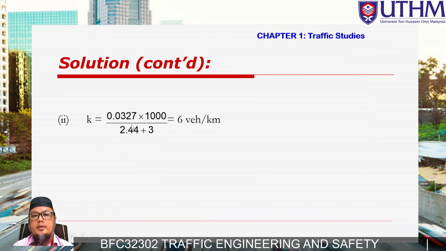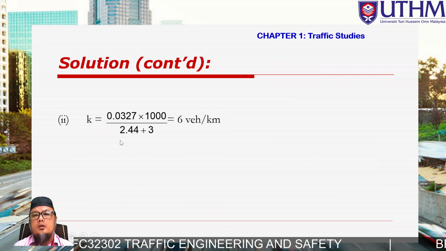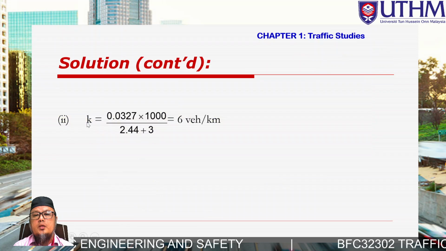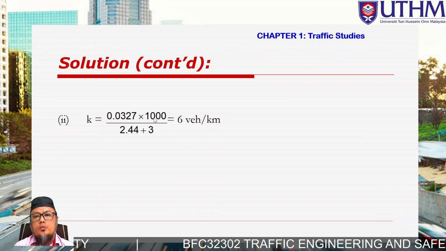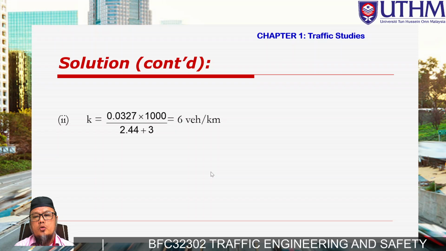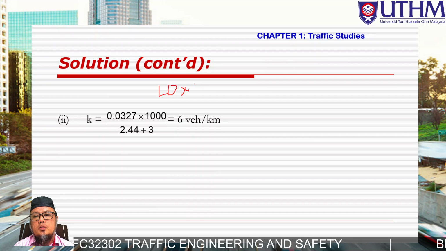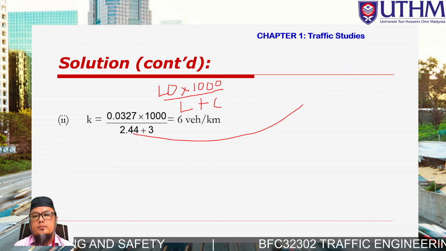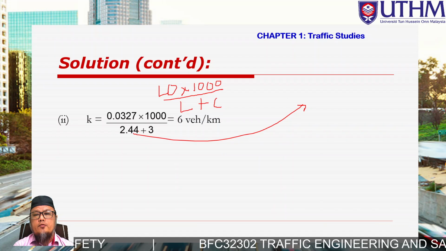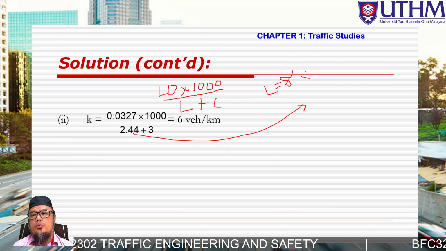Next, to determine flow, density, and V, we start with density because we already obtained the value of lane occupancy, LO. Remember the formula: LO multiplied by 1000, divided by length of vehicle plus C, which is the loop detector length. Now you have 2.44, whereas they give the length of vehicle as 8 feet. So you have to convert this into meters, multiplying with the conversion value.